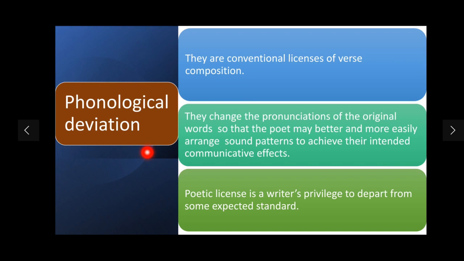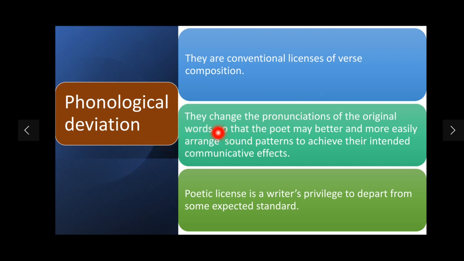Further explanation of phonological deviation. They are conventional licenses of word composition. Poets have a license, and that is called poetic license, and they can deviate phonologically from the expected and normal phonological rules.